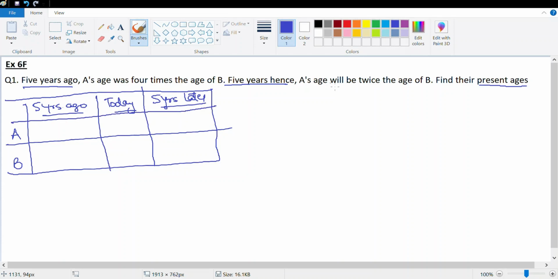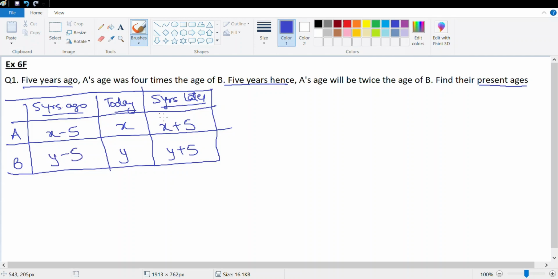We need to find their present ages. So let A's present age be X and B's present age be Y. What would be A's age 5 years later? Yes, it would be X plus 5. What would be B's age? Yes, it would be Y plus 5. 5 years back, A's age would have been X minus 5. 5 years back, B's age would have been Y minus 5. So that's the basic table that I've made.